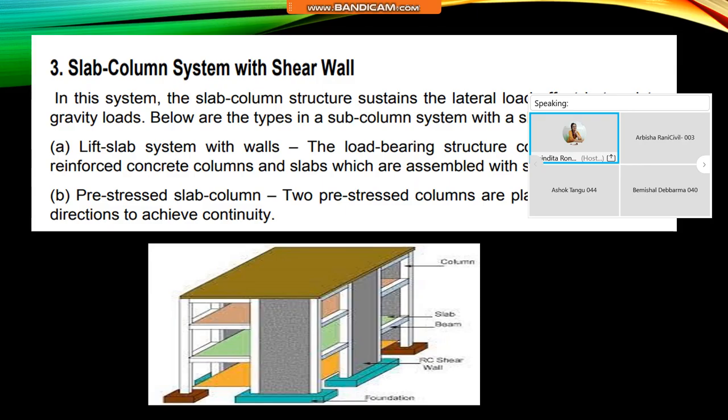Number three, slab column system with shear wall. In this system, the slab column structure sustains the lateral load effect but resists the gravity loads. Below are the types of slab column system with a shear wall. Number one, lift slab system with walls. Here, the load-bearing structure consists of precast reinforced concrete columns and slabs which are assembled with special joints. Number two, pre-stress slab column. Pre-stress columns are placed in orthogonal directions to achieve continuity.